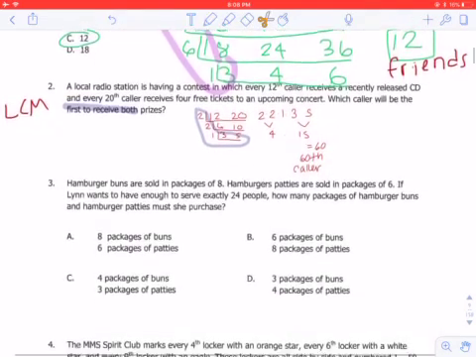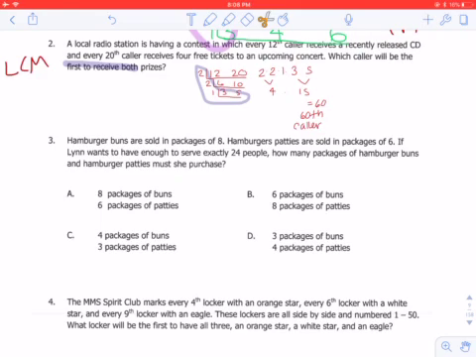Next problem. Pause the video. Try number 3 on your iPad. Come back and watch the video when you're ready to see my solution.